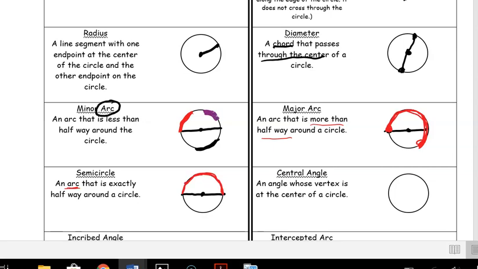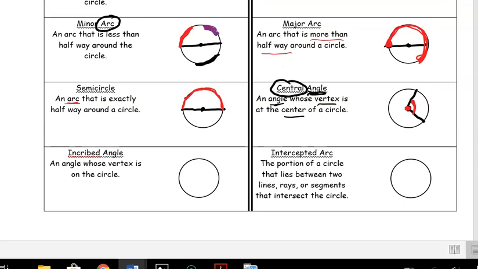Next one, a central angle. If you think about what central means, the center of our circle is right here. So it has to be an angle, so central angle, an angle whose vertex is the center of our circle. So if I now make an angle from right here, go out to my circle, go out to my circle, this angle that I just created is my central angle. The vertex, this guy, is the center of our circle. All right, so that's our central angle.